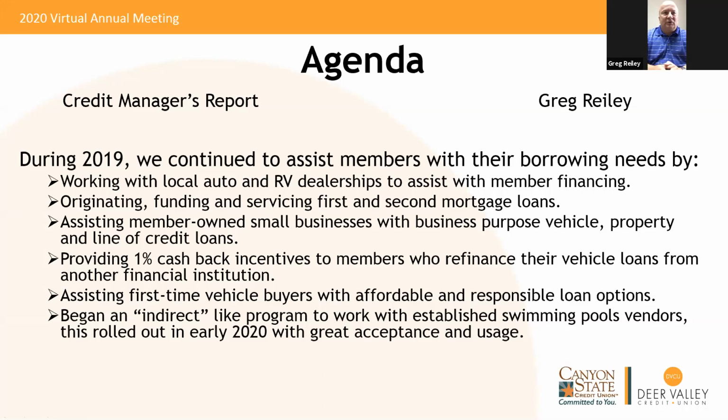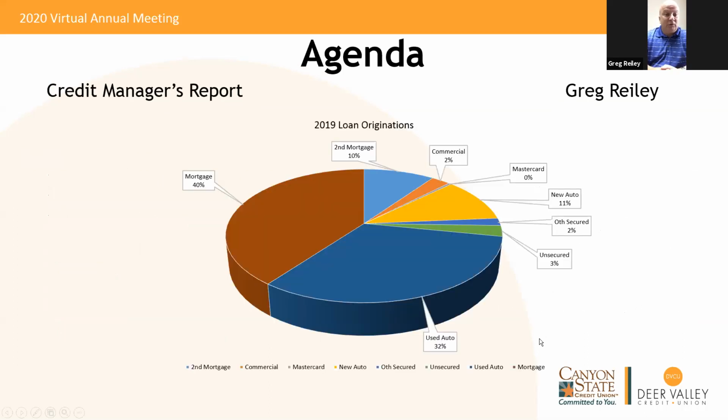As highlighted on the screen in my report, we continue to work with local auto and RV dealers to provide member vehicle financing from their credit union at the dealership. We provide robust first and second mortgage loans, small business loans, cashback, and first-time buyer vehicle programs. And recently, we've introduced a swimming pool program where we're working with local vendors and builders, helping our members install swimming pools. With the pandemic and everybody staying home, that seems to be really popular right now. So thank you, members, for trusting us with those needs.